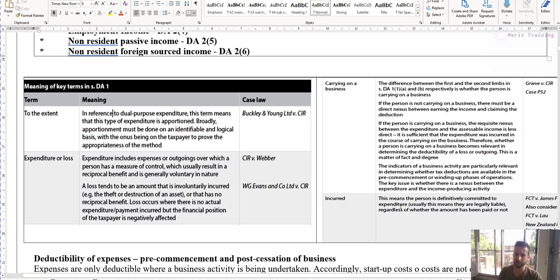And then some other definitions, so carrying on a business. We talked about some of the tests developed in case law which indicate you're carrying on a business, so I don't think we need to go on that any further. Grieve versus Sierra was the main case which developed those tests.